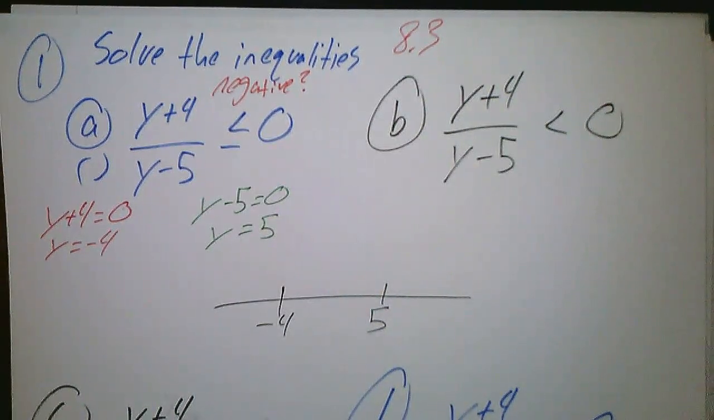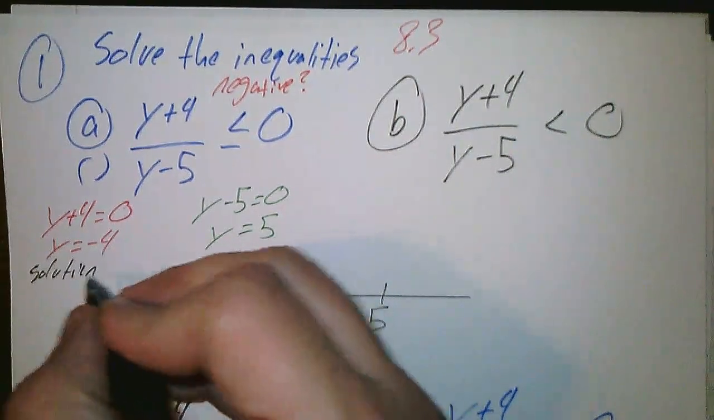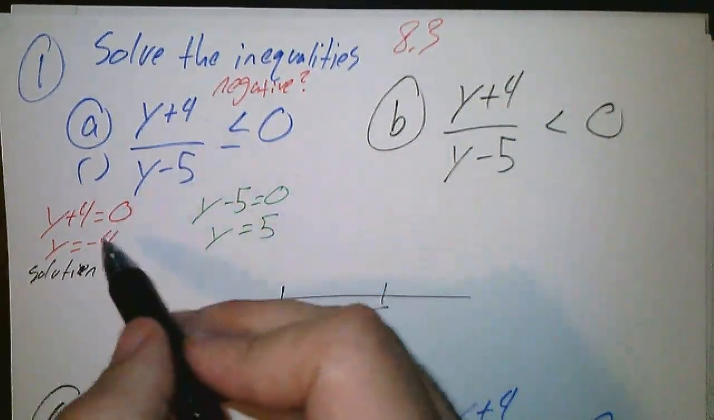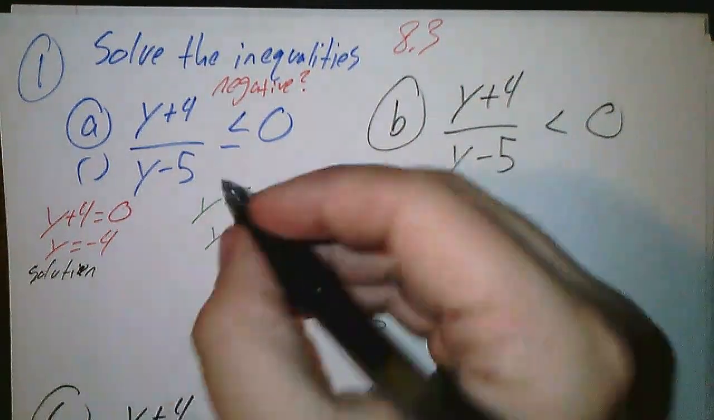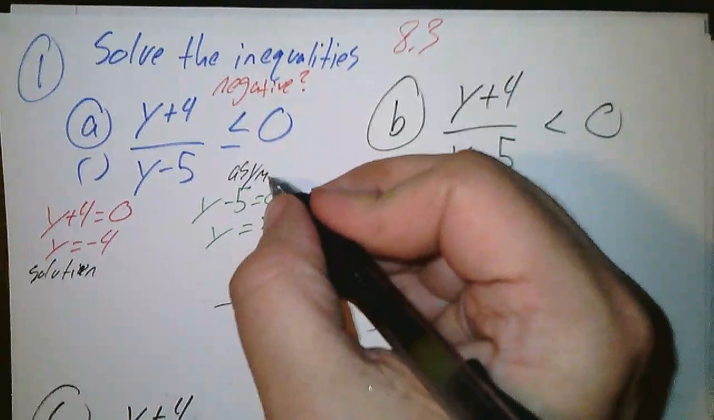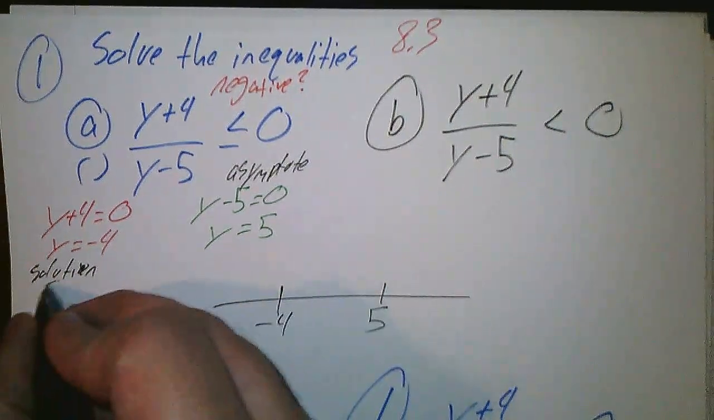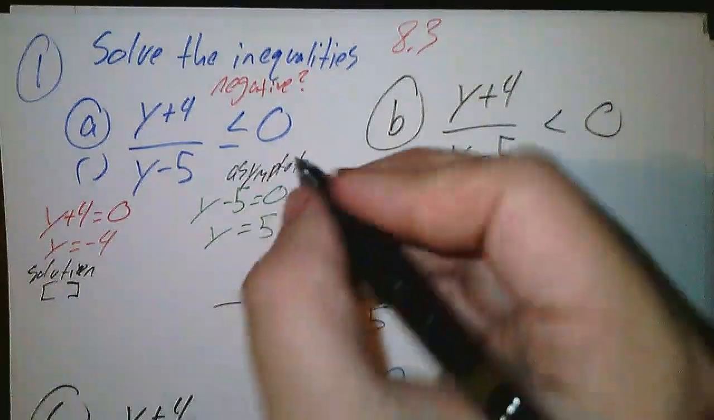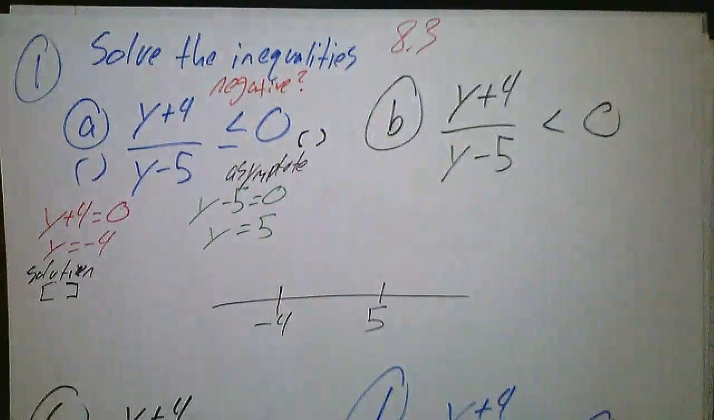And again, if it helps you think about it, this is a solution. Setting the numerator equal to 0 will yield a solution, but this is our asymptote. Setting the denominator equal to 0 is an asymptote. So again, we can use brackets for a solution, but we must use parentheses for the asymptote value.